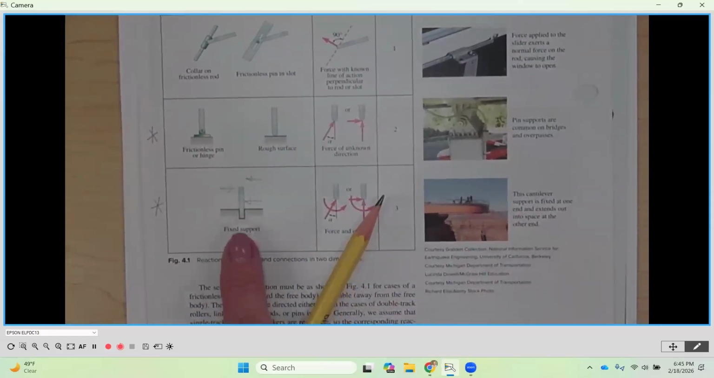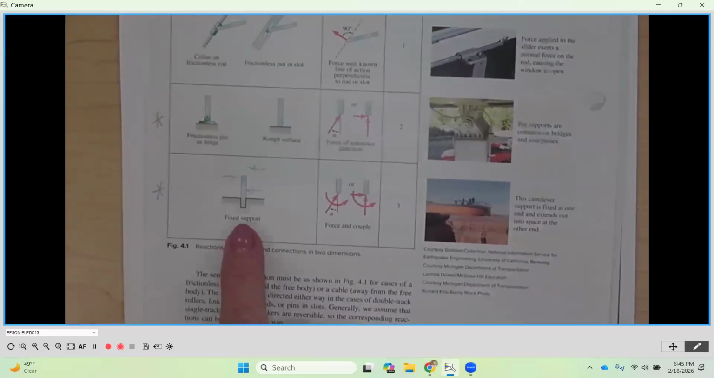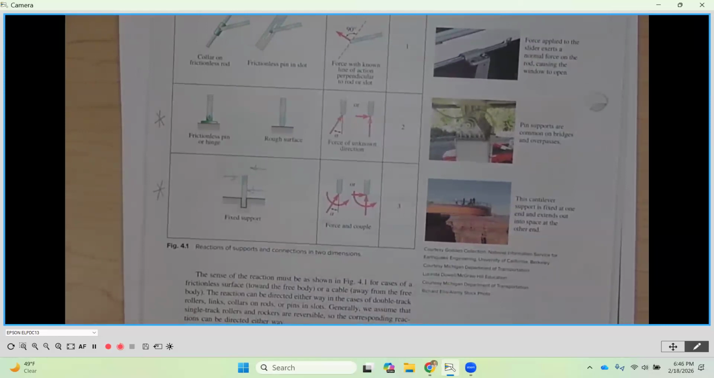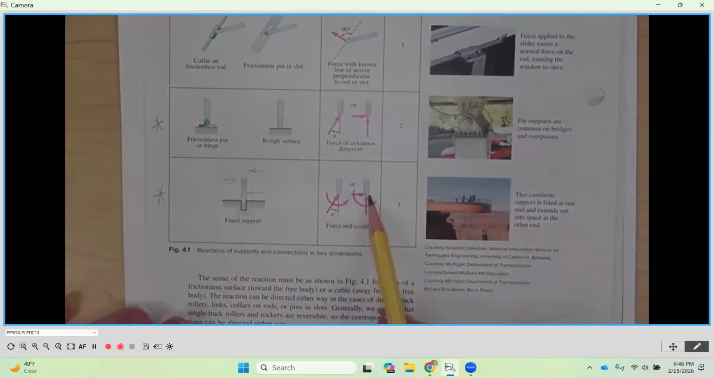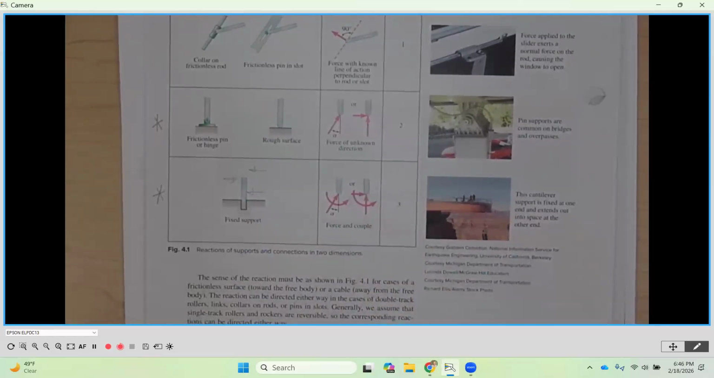And then the last one that we have here is called a fixed support, or sometimes, in terms of a beam, it's called a cantilever beam. You might have heard that before. So a fixed support has three reactions: an X, and we're going to show it always in this orientation on the right-hand side, an X, a Y, and a moment or a rotation.